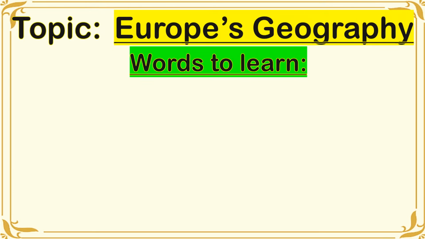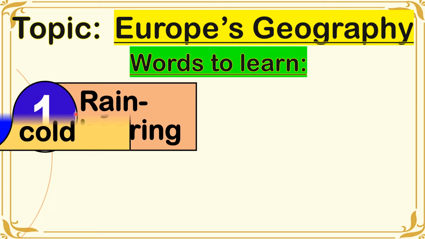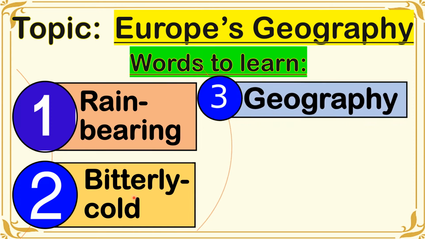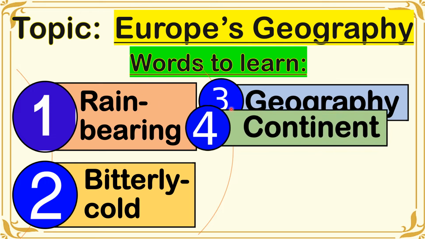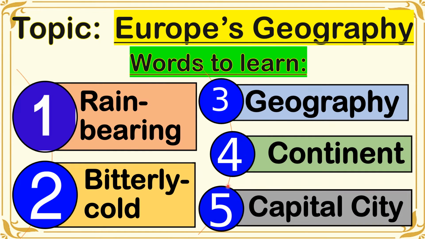So class, our topic for today is about Europe's geography, and these are the words to learn or vocabulary words. Please repeat after me so you can still practice your reading skills and your speaking skills even if you are just at home. Are you ready now? Let's start reading. Number 1, rain bearing. Number 2, bitterly cold. Number 3, geography. Number 4, continent. And number 5, capital city.